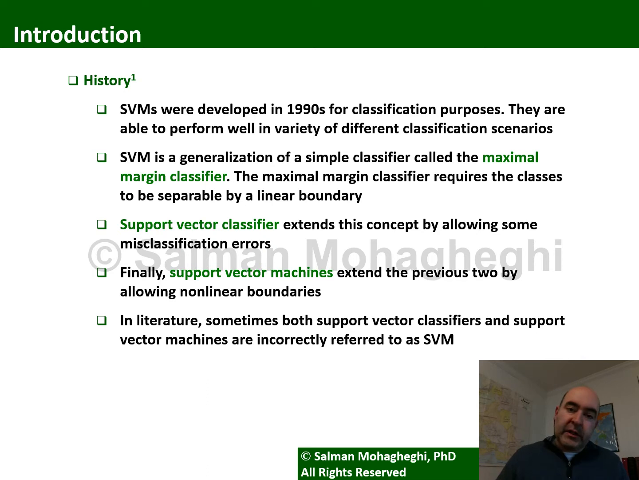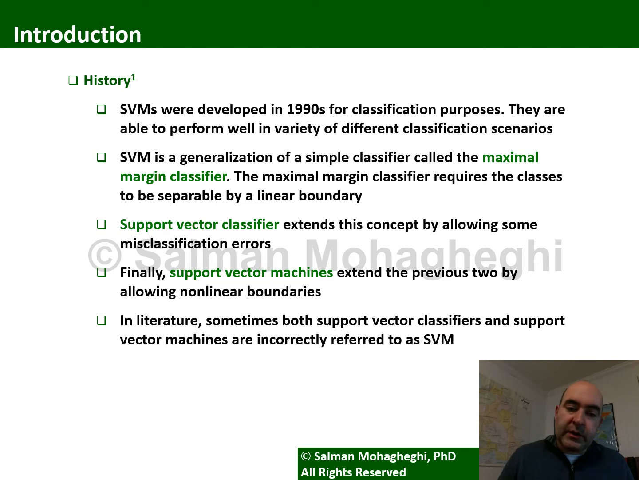Support vector machines extend that even further by allowing classes to have nonlinear boundaries. So you can now have classes that have overlaps with one another, leading you to have misclassification errors. And at the same time, the boundaries do not need to be linear anymore. So this would be a very powerful technique and very, very generalizable to a lot of different scenarios.